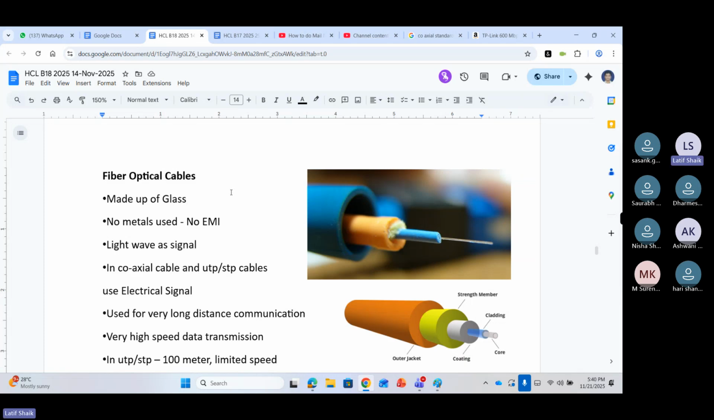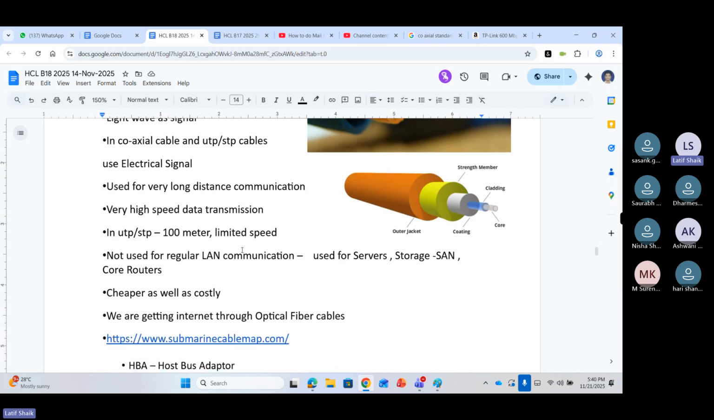These fiber optic cables are used for very long distance communication or very high speed data transmission. Our twisted pair cables have a limitation for data transmission speed and distance. But fiber optic cables can go very long distances as well as very high speed data transmission. We are not using these fiber optical cables in regular LAN communication. In regular LAN communication, what we are using is UTP cables, not fiber optical.